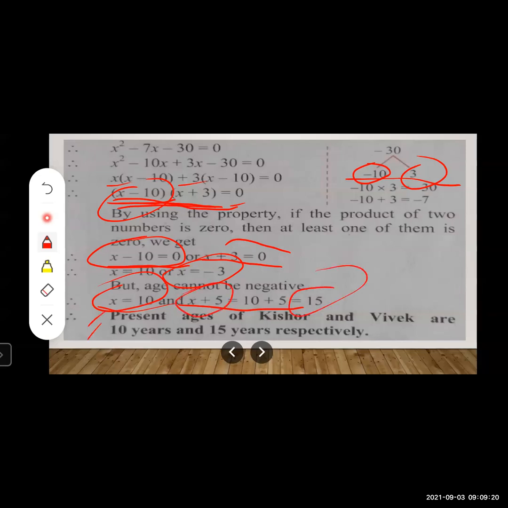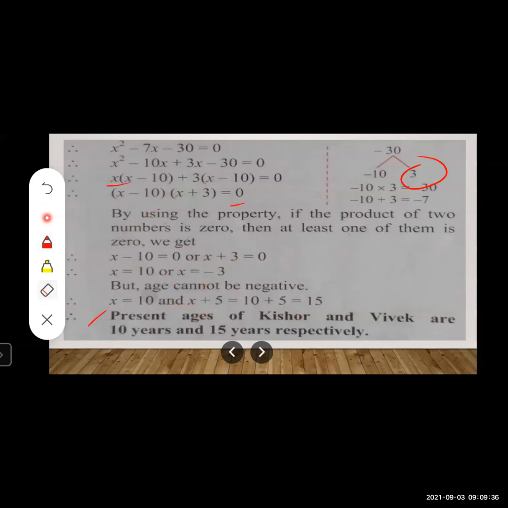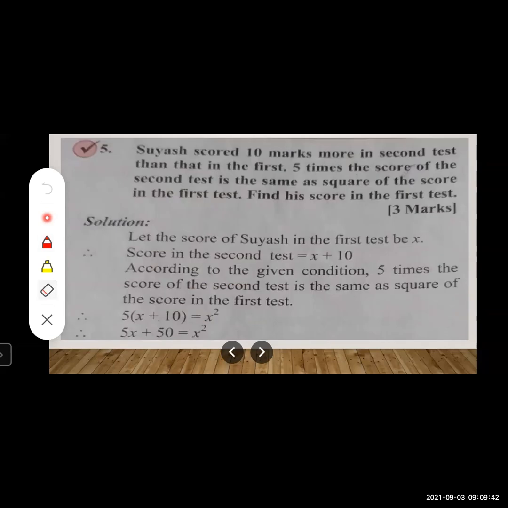So the last line is a must. Present ages of Kishore and Vivek are 10 years and 15 years respectively. This last line carries our marks. So this last line is a must. I think, students, you must have understood this. Let us go to the next slide.